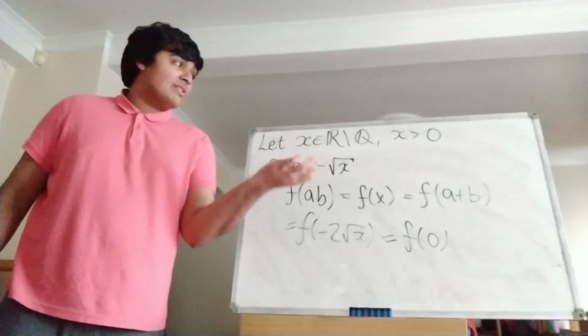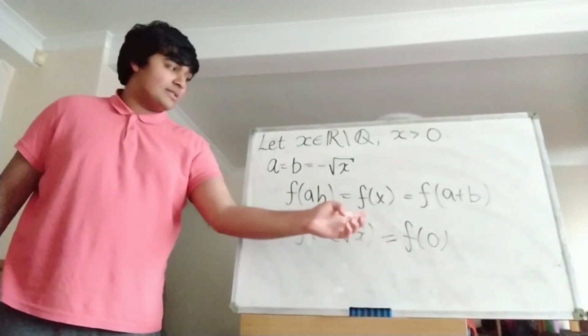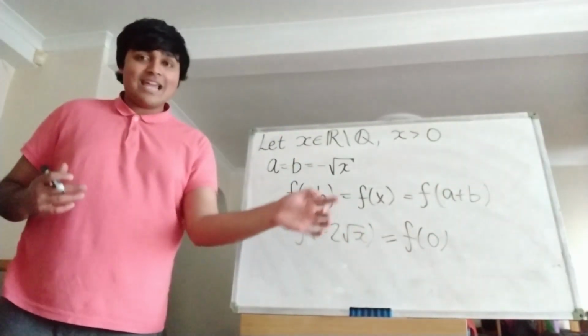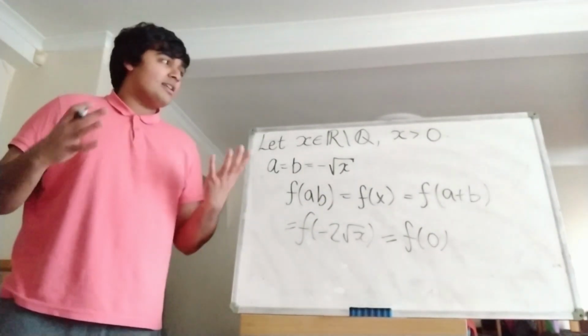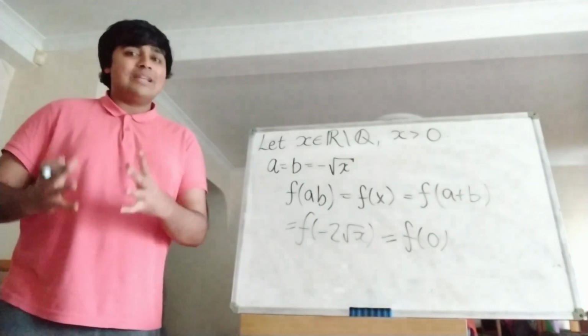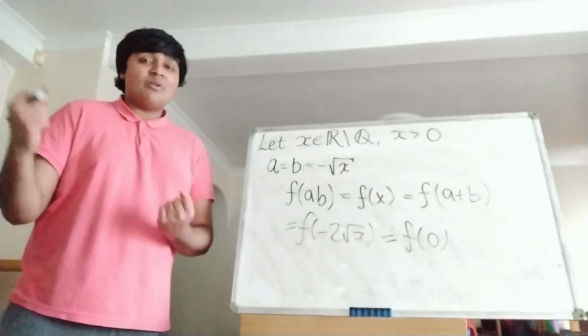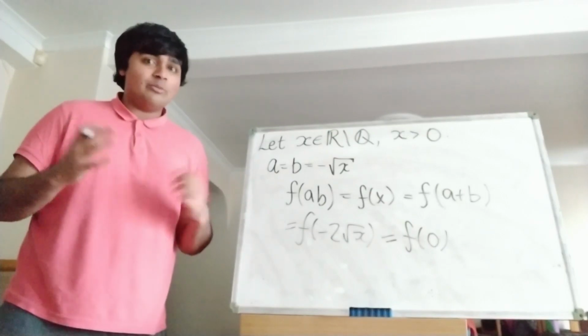Okay, so now we've shown that if x is a positive irrational number, f of x also equals f of 0. So we've shown that regardless of what number you take, provided it's irrational, f of that number will equal f of 0. So the last thing we need to do is just show that f of t equals f of 0 for any rational number t, and then we'll be done.